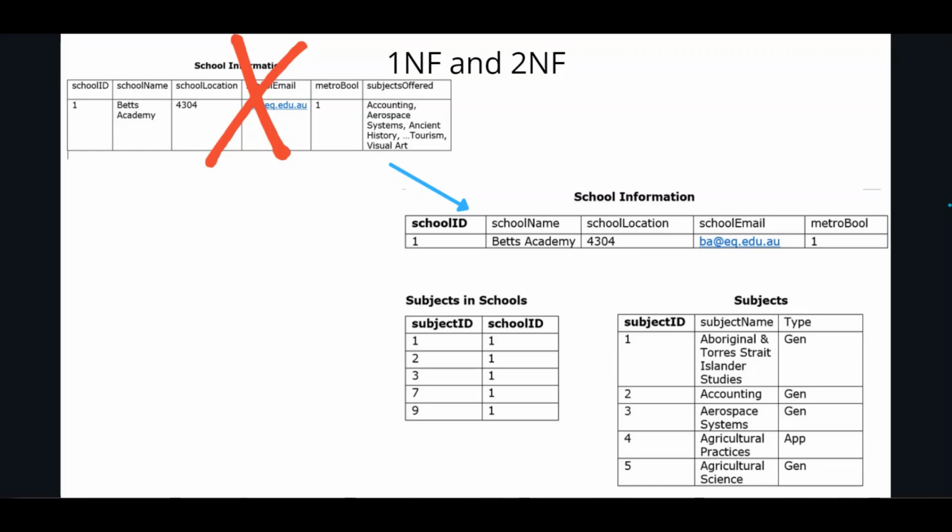To meet first normal form, the school information table, which initially contained all subjects offered by that school in a single list, does not meet the rules for first normal form. The state values must be atomic. Therefore, the school information table removed the subjects offered column, and this was recreated in a subjects in schools table that referenced the school ID and subject ID. This was then also in second normal form, as each non-key attribute was dependent on the primary key of each table.